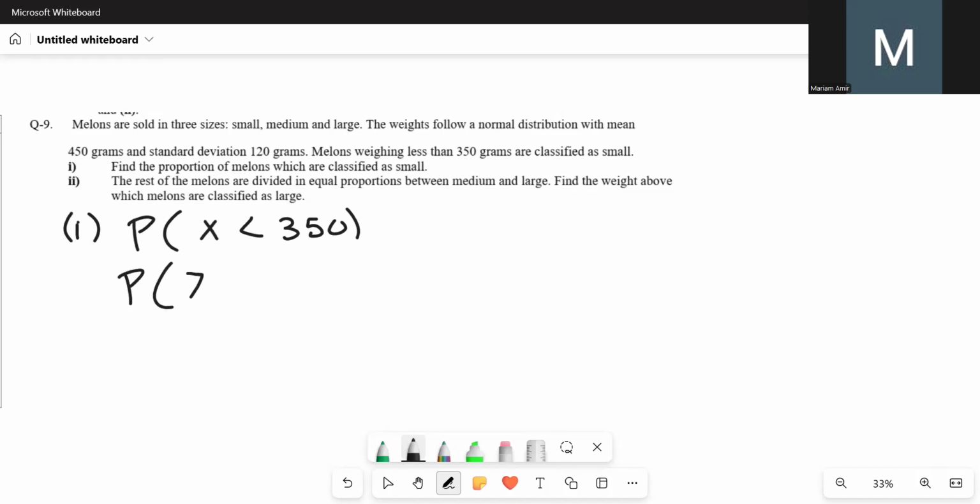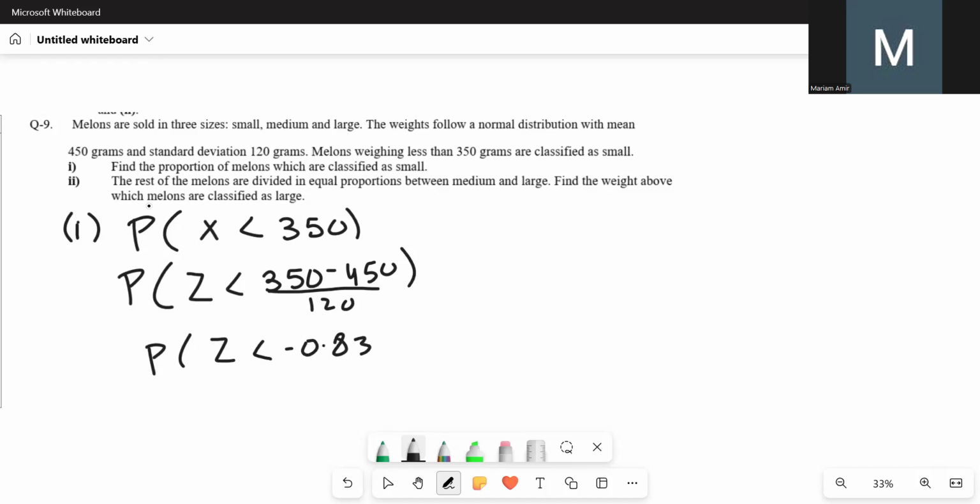We're going to standardize that by subtracting the mean, which is 450, and dividing by the standard deviation, which is 120. This gives the probability Z is less than (350 minus 450) divided by 120. It gives us minus 0.83333 and so on. The z-score is required to 3 decimal places. So we're going to use this.